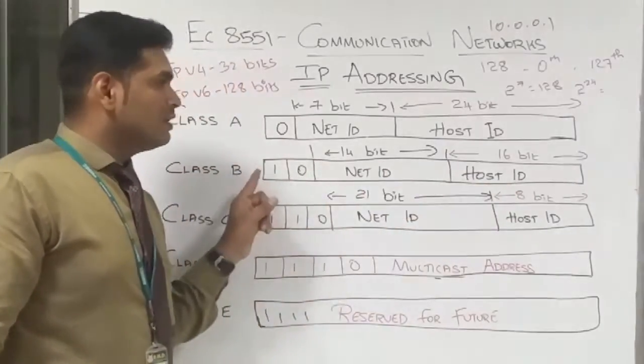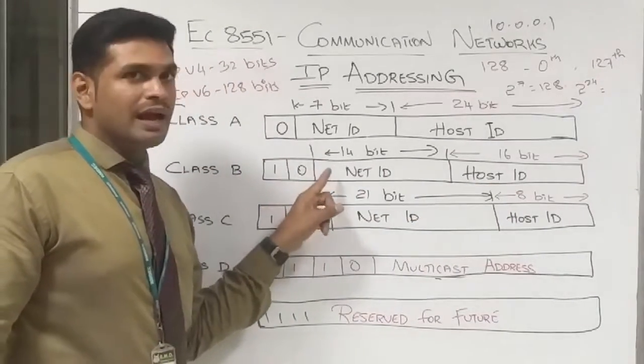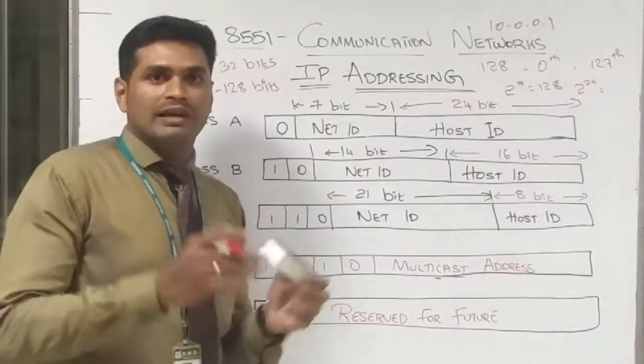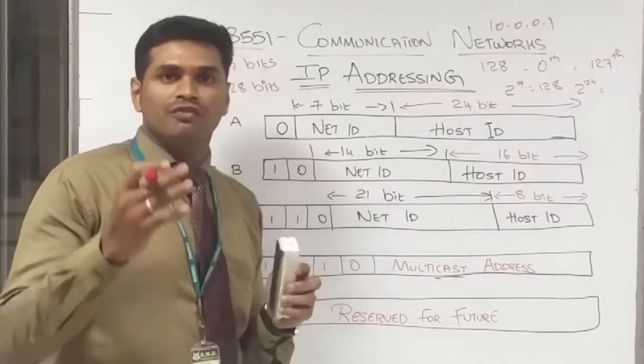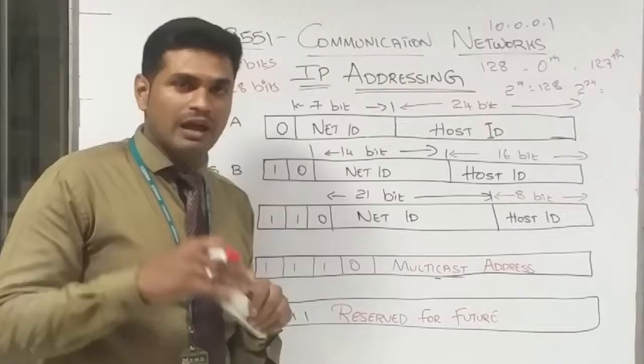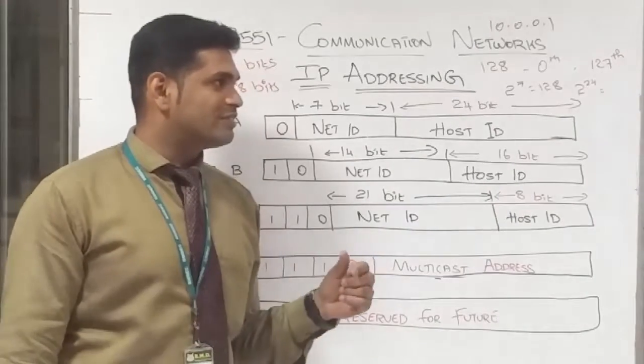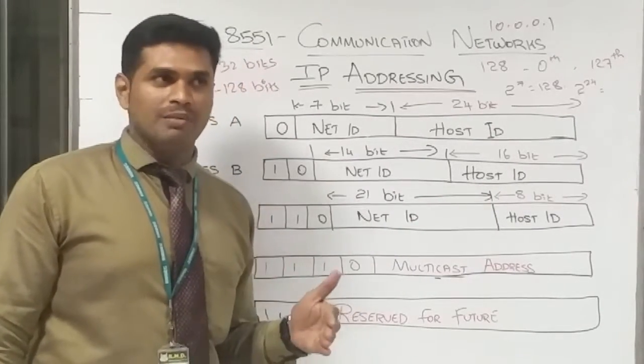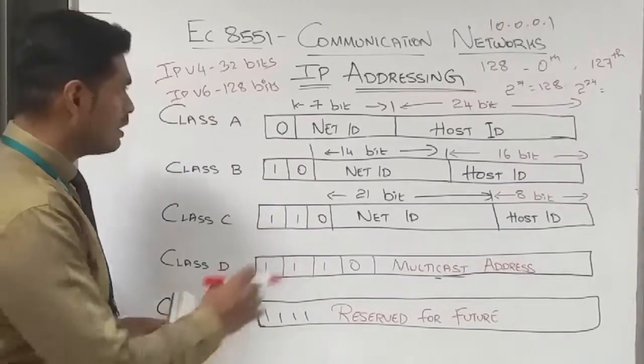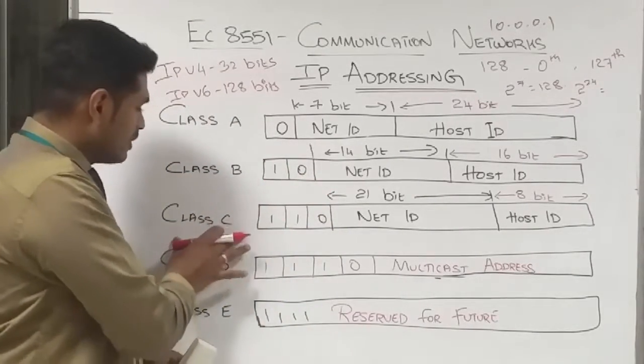So in this case, with this network ID and host ID, 2 power 14 networks can be addressed, whereas 2 power 16 host computers can be addressed within each network, right? Then we go for class C.